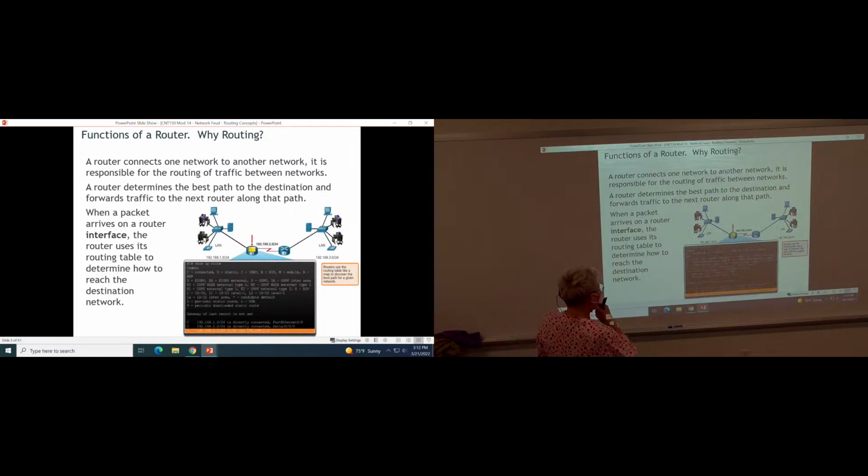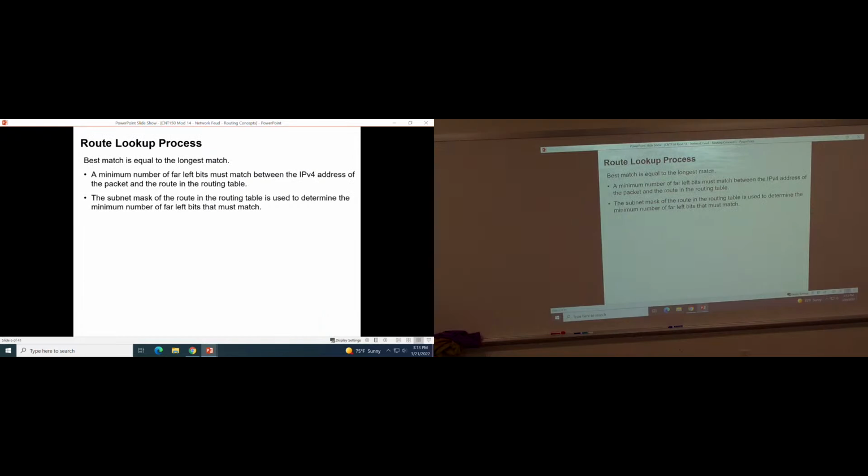Now, sometimes there's more than one good route. What is that called when there might be more than one route to the same destination? Load balancing. Yeah, it's equal cost load balancing. So sometimes there'll be more than one route to the same destination. Occasionally it can even be equal longest matches, in which case it'll just load balance. But sometimes you can have multiple routes to the same location, and you still have to look for the best match. So that's what we're going to look at next.